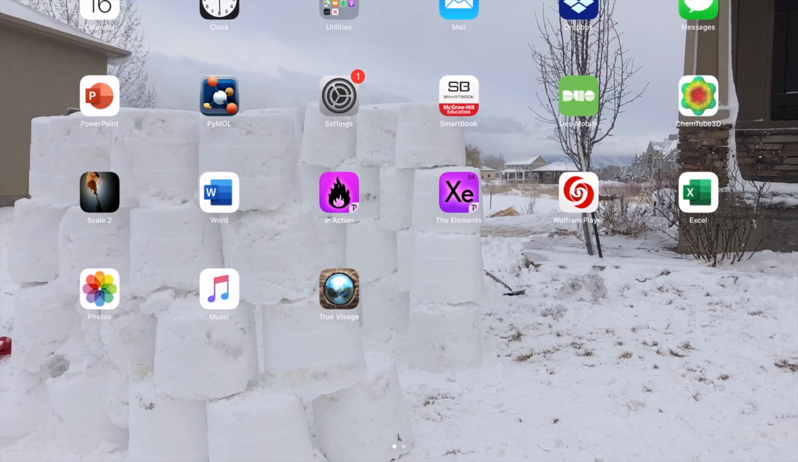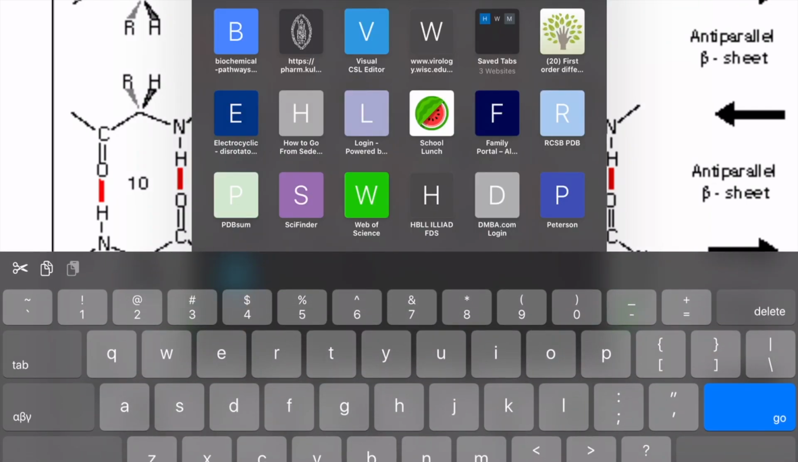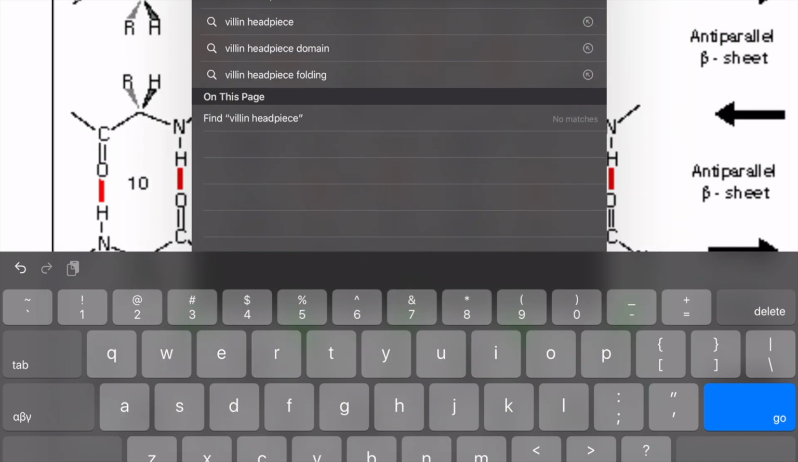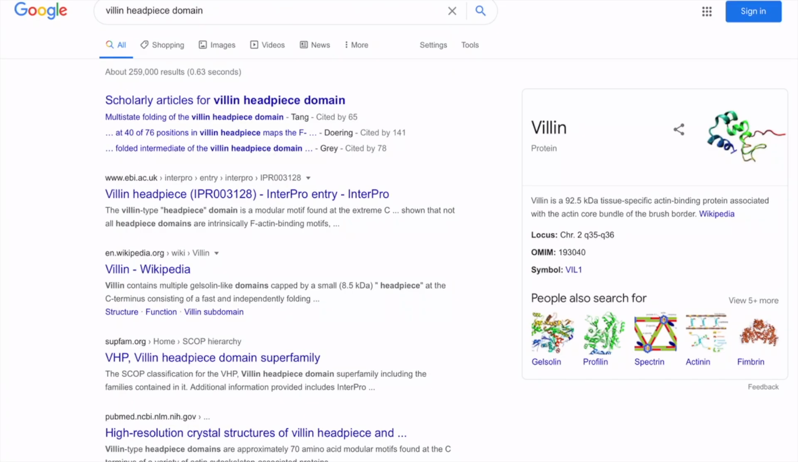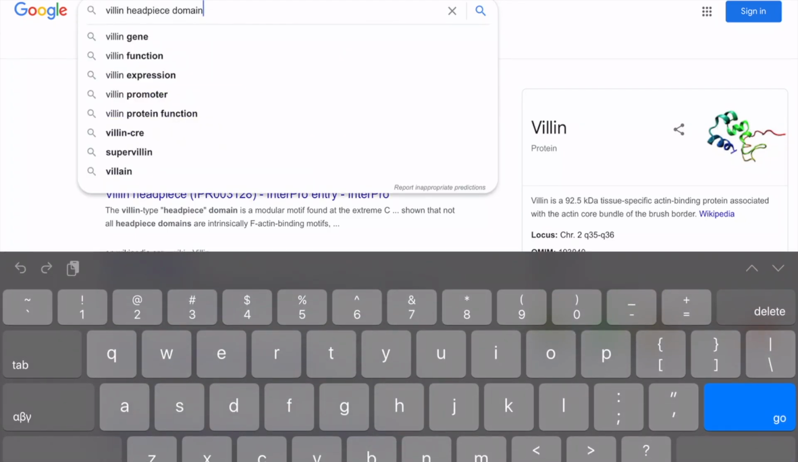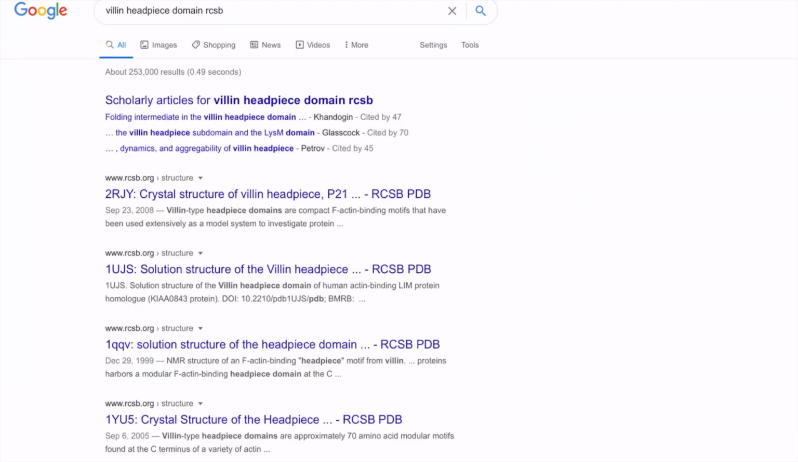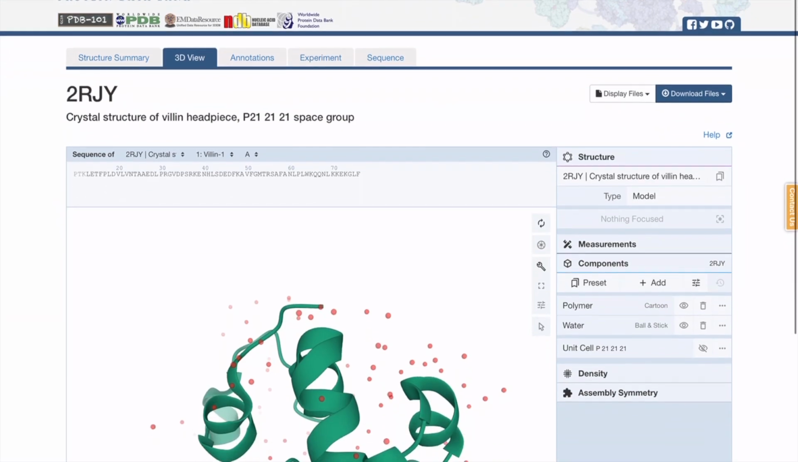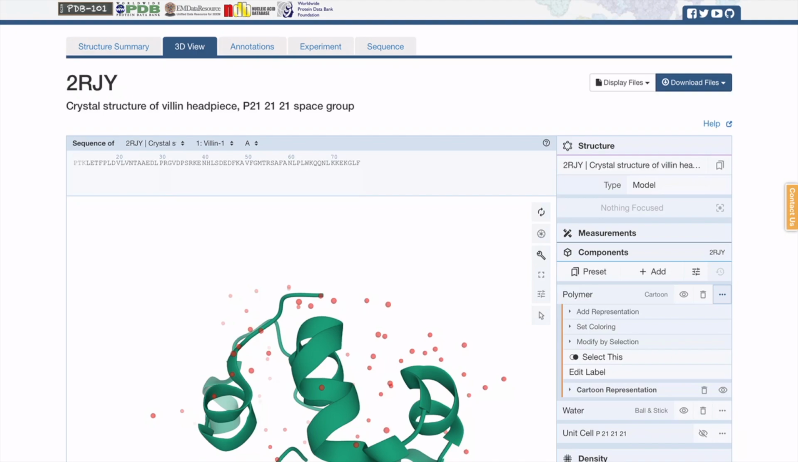I can show you one of them, maybe. No? Well, let's look up the villin headpiece domain. This is a part of a chicken protein called villin, and this is the headpiece of that domain. And I'm going to try to get to a structure at RCSB and get the structural database. Crystal structure of villin headpiece. I kind of want to see the side chains. Polymer. Cartoon. Dang it. Anybody know how to use RCSB?